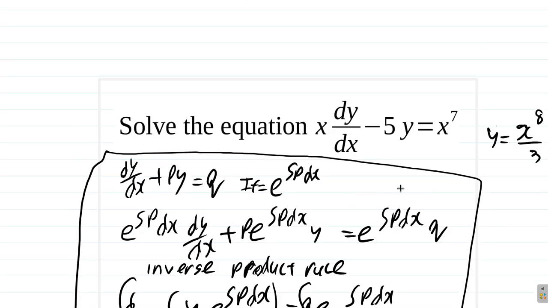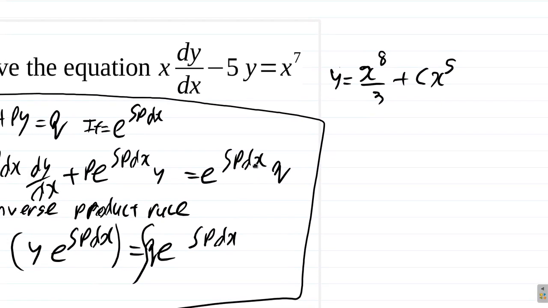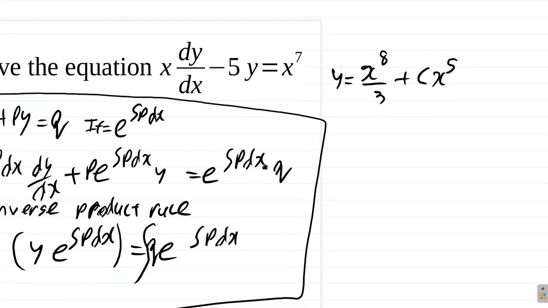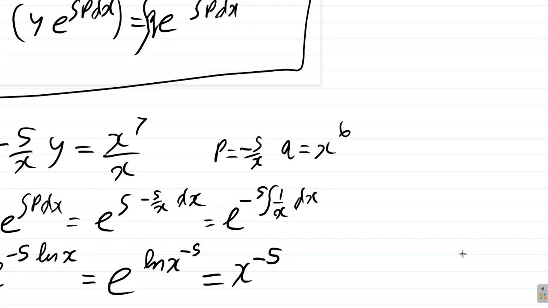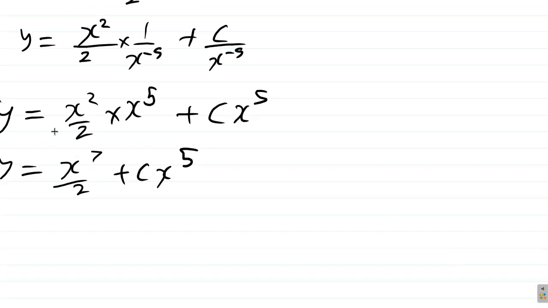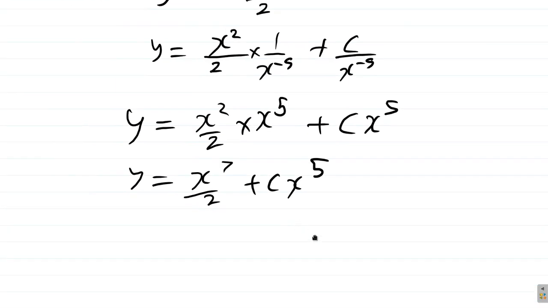In the answer I provided earlier, I said x to the 8. Well, that was an error. It's x to the 7, not 8. So in this case, y is equal to x to the 7 over 2 plus cx to the 5. So that's what we get there.